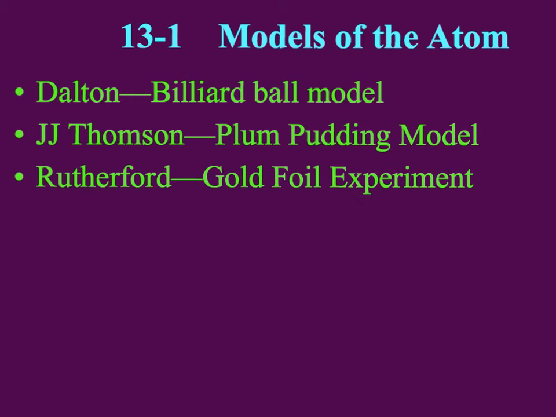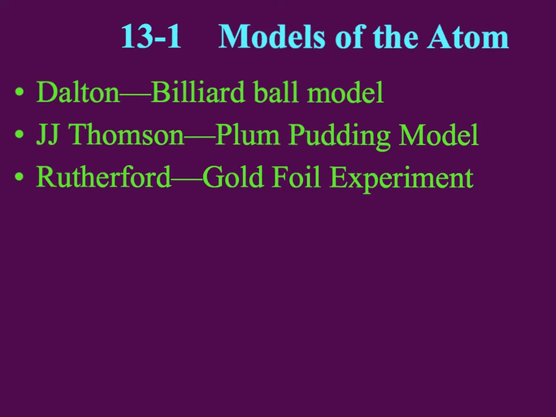Next we have Rutherford. Remember, Rutherford is famous for his gold foil experiment. He was testing whether or not J.J. Thomson's model was correct. So he took a piece of gold foil and bombarded it with a whole bunch of alpha particles. He expected all of those particles to pass straight through, indicating that the atom is made up of mostly empty space. But to his surprise, a small amount of those alpha particles were actually deflected back, indicating that we have a very small dense center, which we call the nucleus.